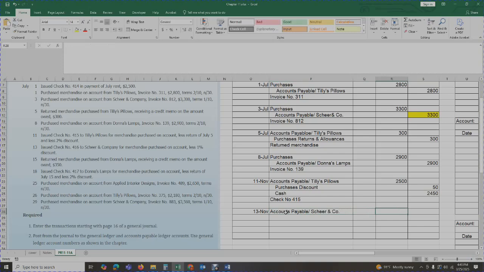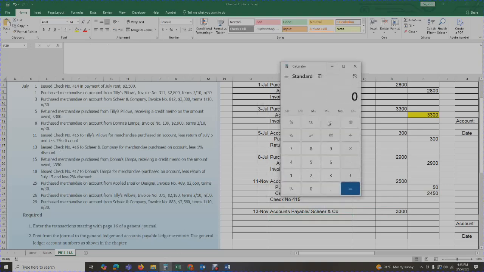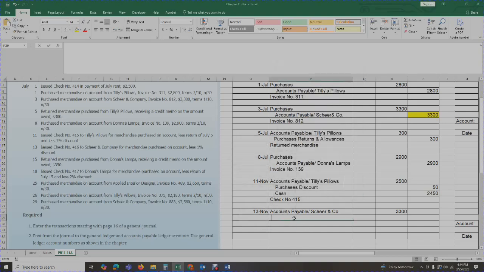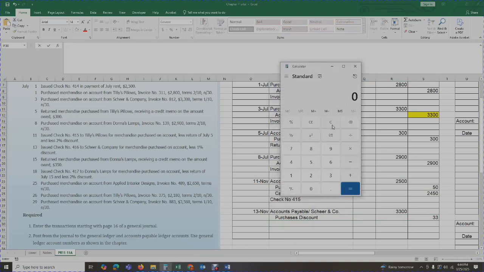Okay, for $3,300. Now this one on the 13th says that we get a 1% discount. So we're going to take the $3,300 times the 1% discount. That means we're going to get a discount of $33. So I'm going to do a purchases discount for the $33. Now we're going to pay the balance that we owe. We owed $3,300. I'm getting a discount of $33 for paying within the 10 days.